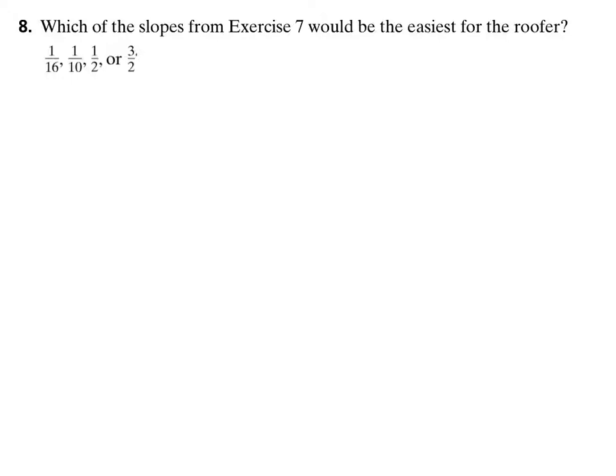Alright, so the steepest one was this 3/2, right? So that would be the most dangerous one. So we're looking more for something that would be the easiest, which means it has to have the lowest rise to run ratio. That for us is going to be this 1/16 right here. 1/16 has the lowest rise to run ratio, meaning the run is the biggest in comparison to the rise, if you wanted to look at it that way.